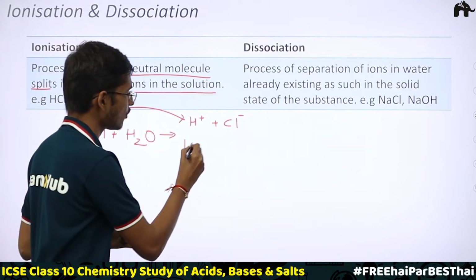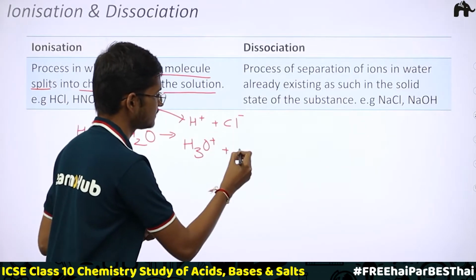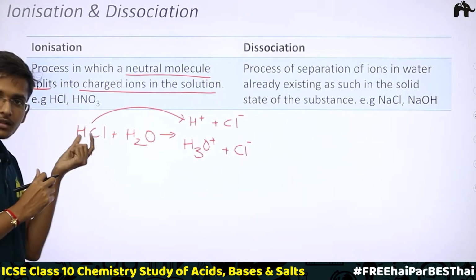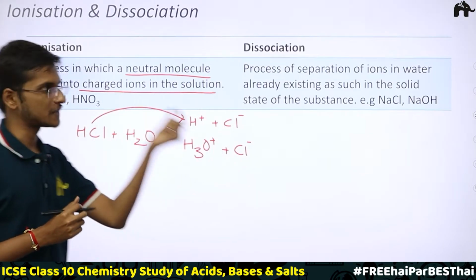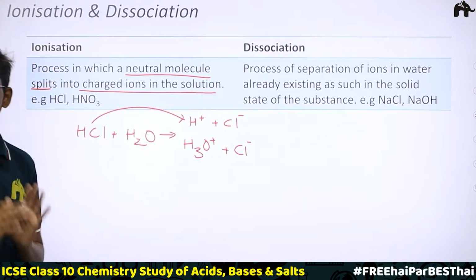So in this way they form H3O+. We already know how it is formed, right? And this Cl- is as it is. So actually what is happening is this neutral molecule is splitting into charged ions in the solution, and this is called ionization. Very clear.